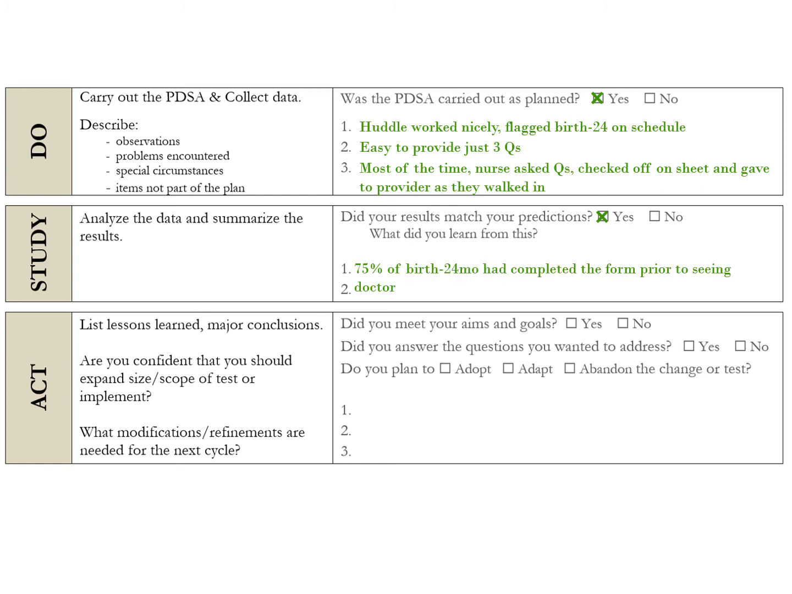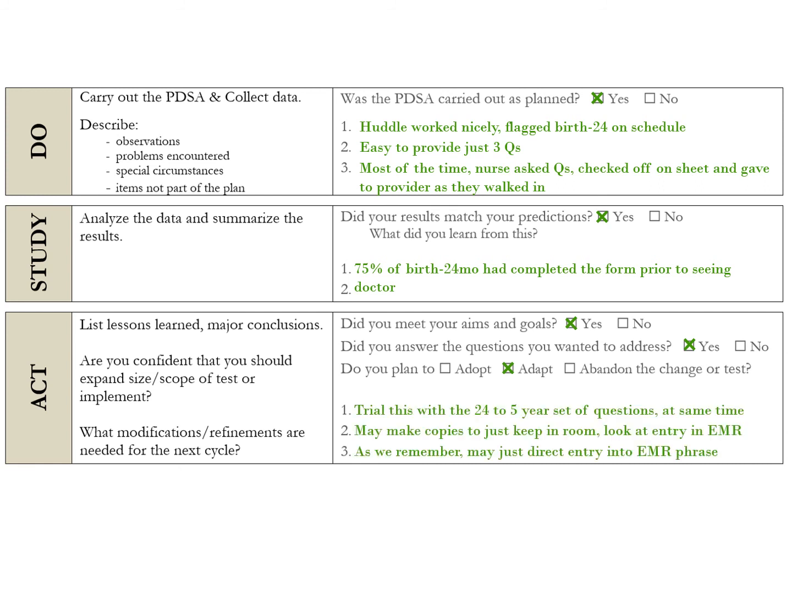Your results, for the most part, matched your predictions because you thought this was going to happen. But we learned that about 75%, so we hit that goal right on the head, of our birth through 24-month-olds had completed the form prior to seeing the doctor due to the assistance of the nurse answering the questions with them. So our next step is to decide, what are we going to do with this information? We met our goals and aims. We answered the questions we wanted to address, and we're going to adapt this a bit.